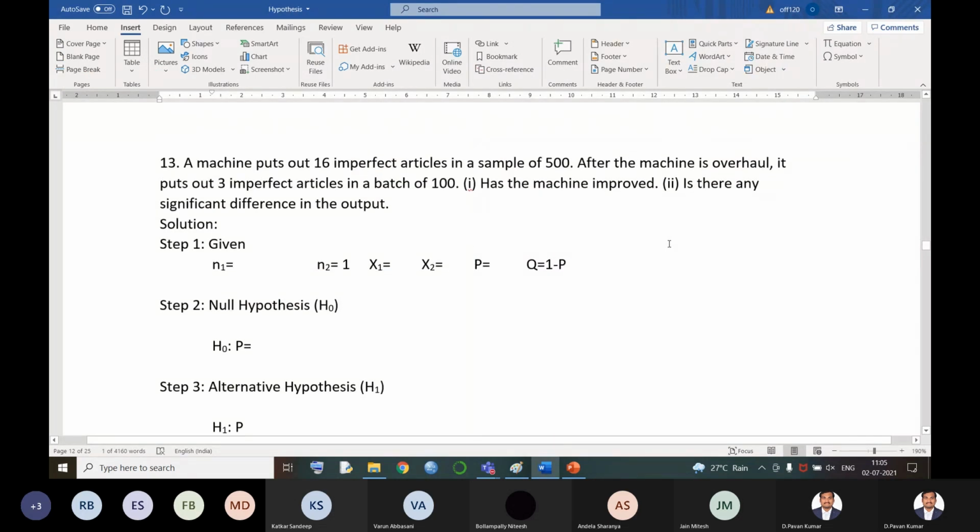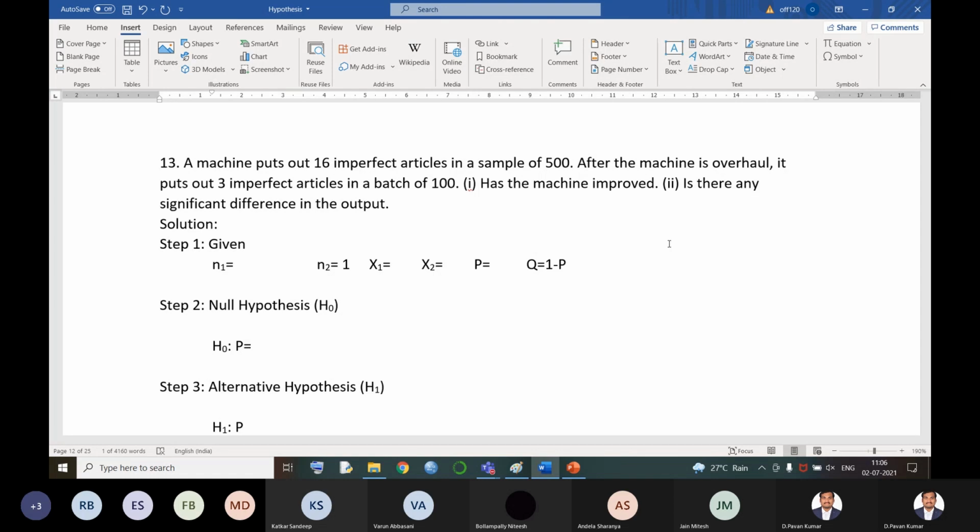A machine puts out 16 imperfect articles in a sample of 500. After the machine is overhauled, it puts out 3 imperfect articles in a batch of 100. So he has given some information to us. Let us find what it was. There was a machine that usually runs, manufacturing some articles. Any machine, while working, puts out some imperfect articles. That means there will be some defective articles.